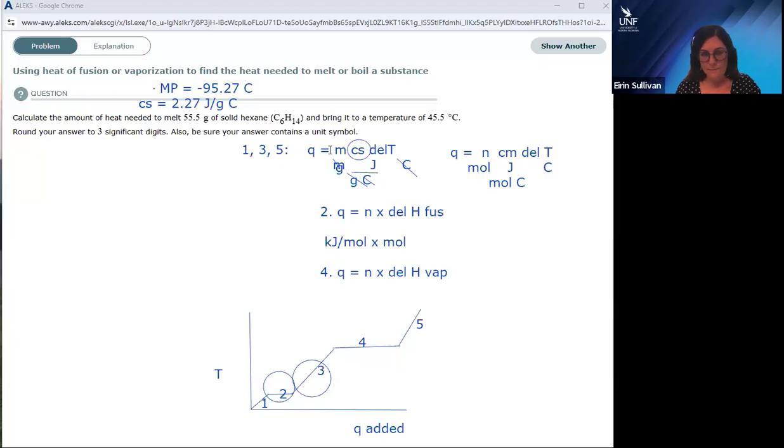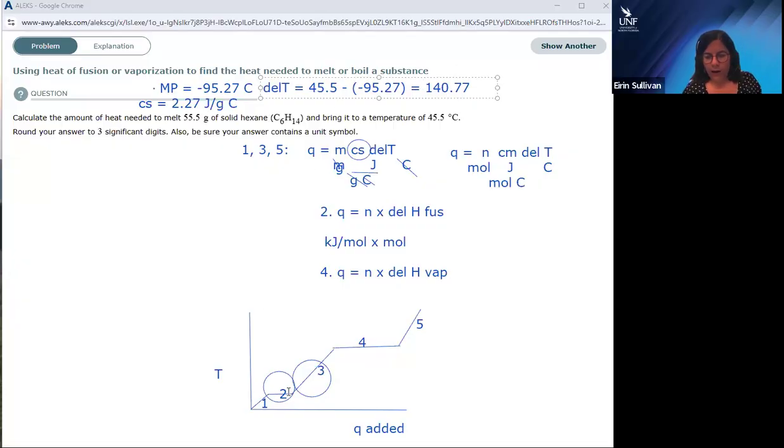So we need the melting point of hexane, which I've got. The delta T is the difference in temperature, and because it's a delta T, you don't have to convert both of these to Kelvin. You can just do the difference between the two. So 45.5 Celsius minus, and this is where you've got to be careful, minus 95.27. The difference between those two numbers is 140.77 delta degrees Celsius. That would be the same if I'd converted both to Kelvin, because I would have just added 273 to both numbers and still got the same difference between them. So we've got a delta T.